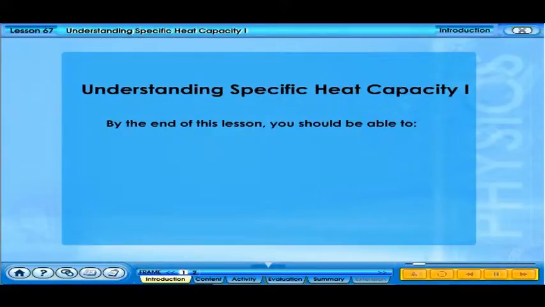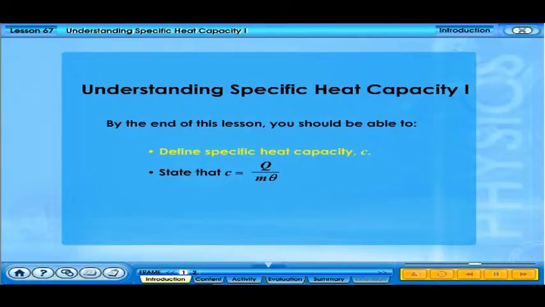By the end of this lesson, you should be able to define specific heat capacity, C, and state that C equals Q over m theta.